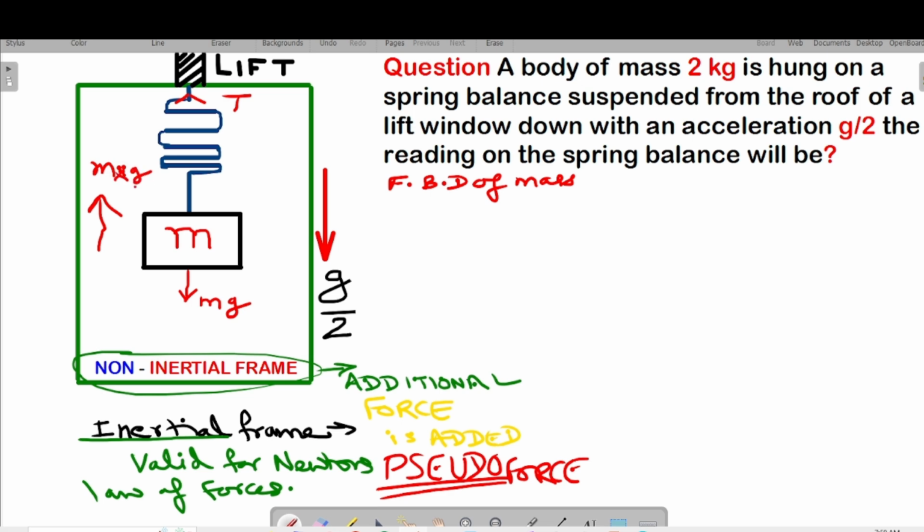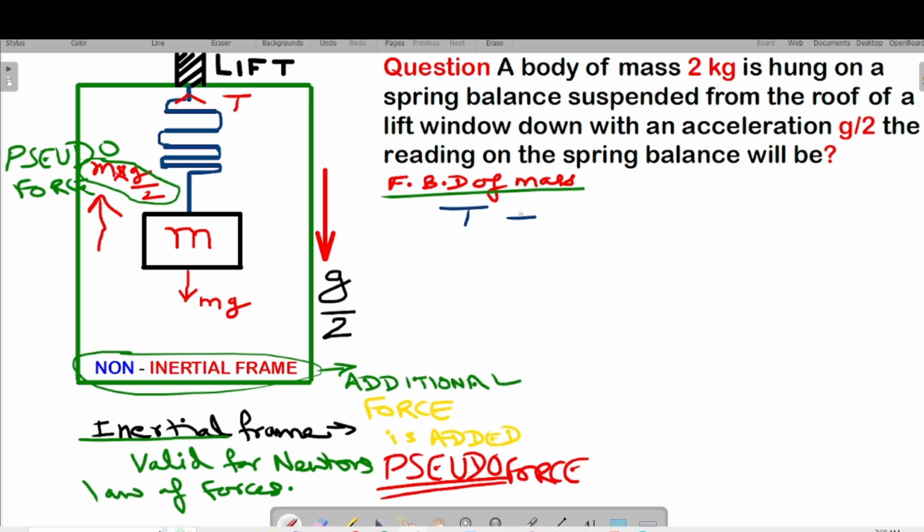And this m into g by 2, that is in reverse to the acceleration of the lift, in reverse to the direction of the lift, that is the pseudo force, right? This is the pseudo force which will be applicable over here in all such questions of lift, right? So this is the pseudo force which will be reduced in reference to the inertial frame. That means this will be acting in a negative direction. That is, it will be acting opposite to the movement of lift. That's why I am showing it upward.